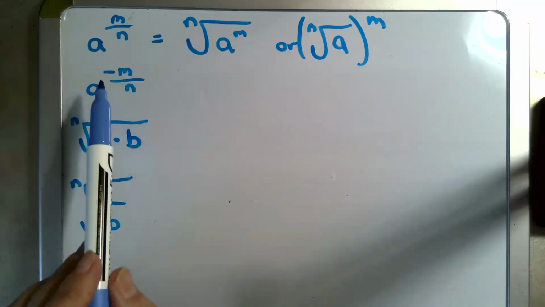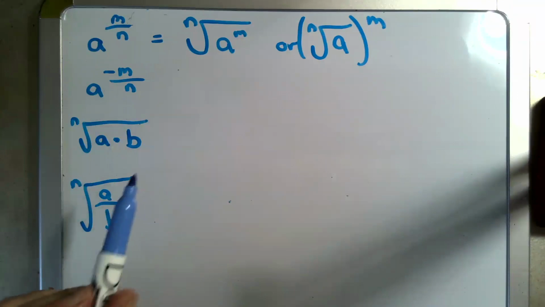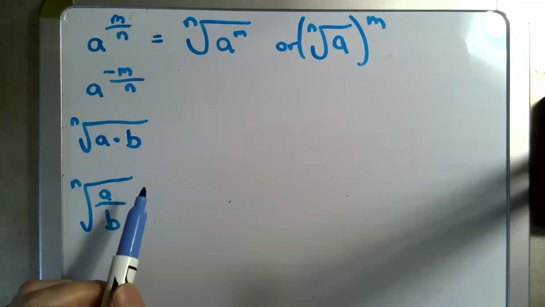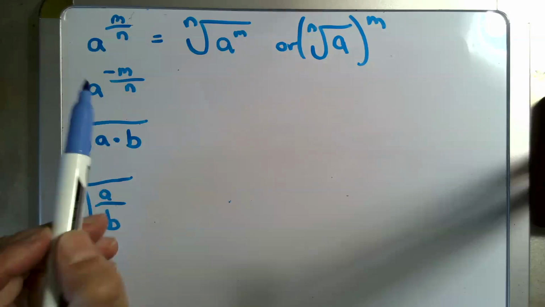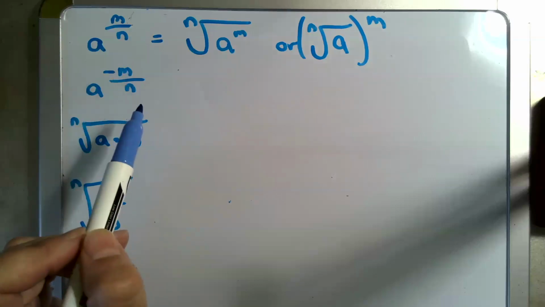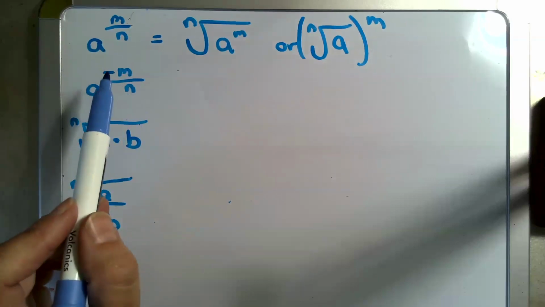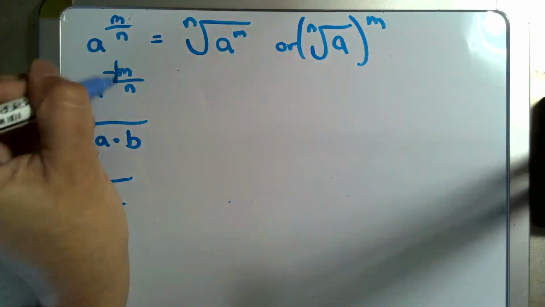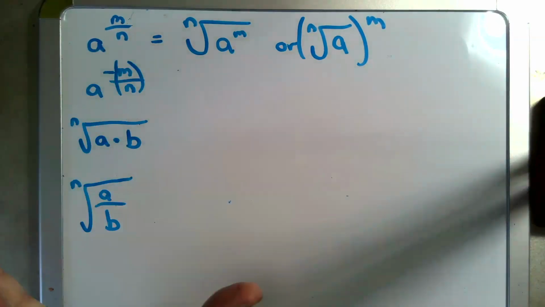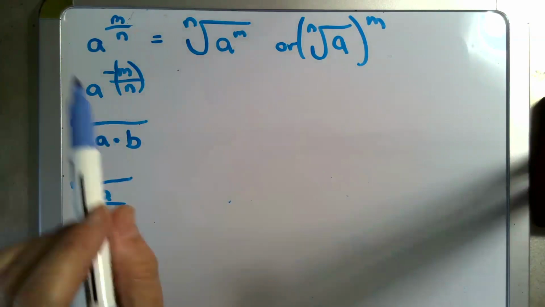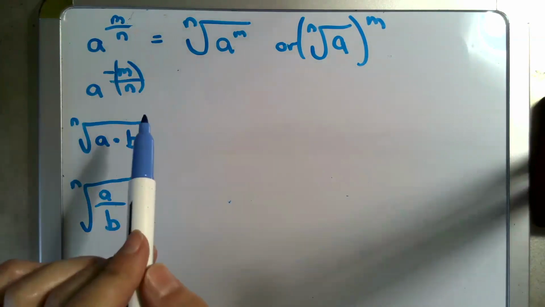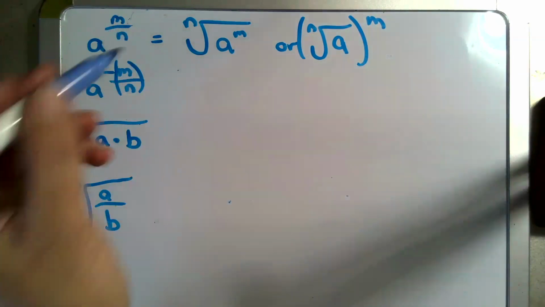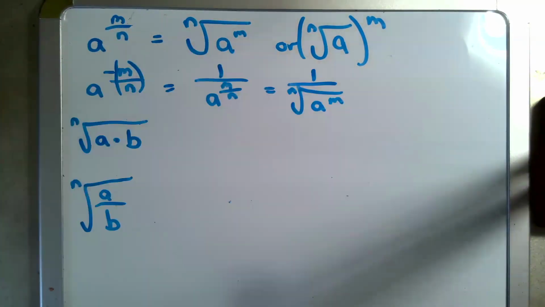Now, do you remember from our previous video what a negative exponent means? Negative means 1 over the positive version. So this is a raised to the negative m over n. And it doesn't matter whether our negative is attached to the m or attached to the n or attached outside the whole thing, the result is the same. So we are going to say that a to the negative m over n is 1 over a to the m over n. And that would be right there.